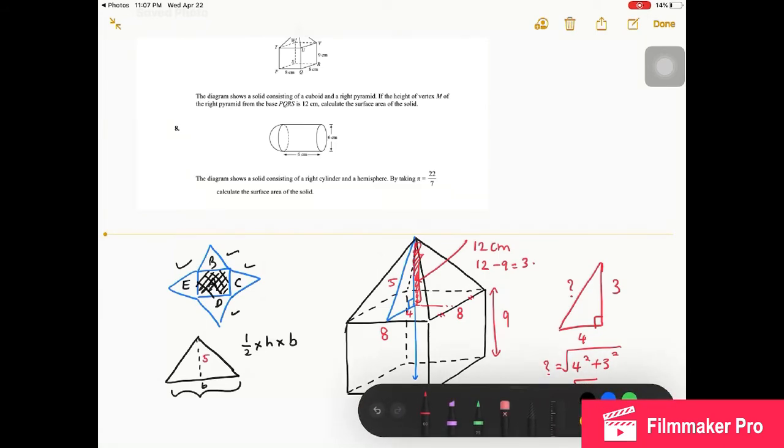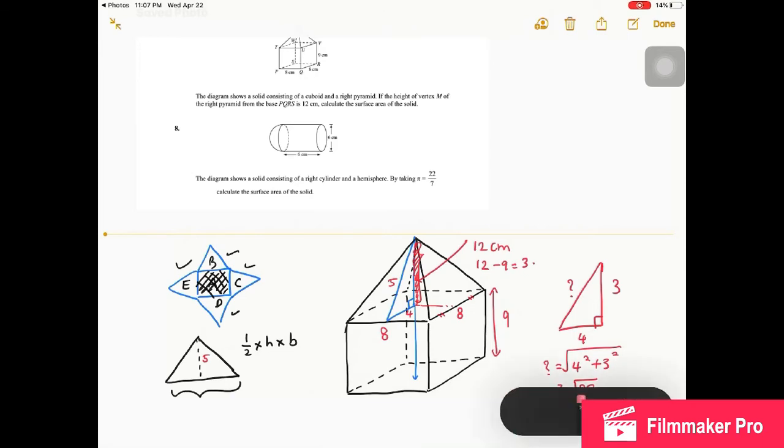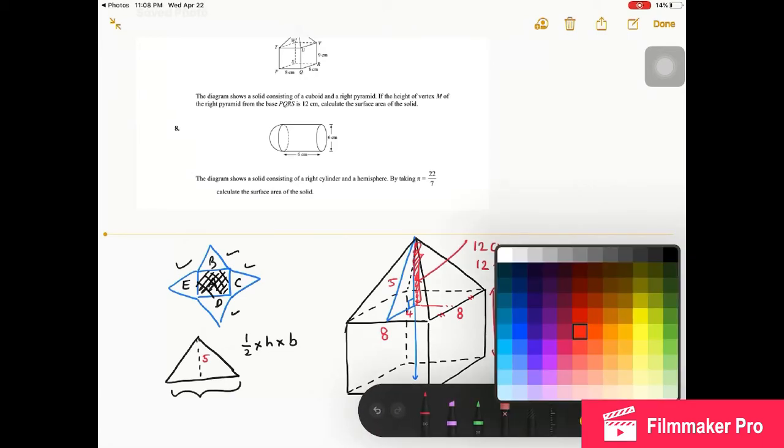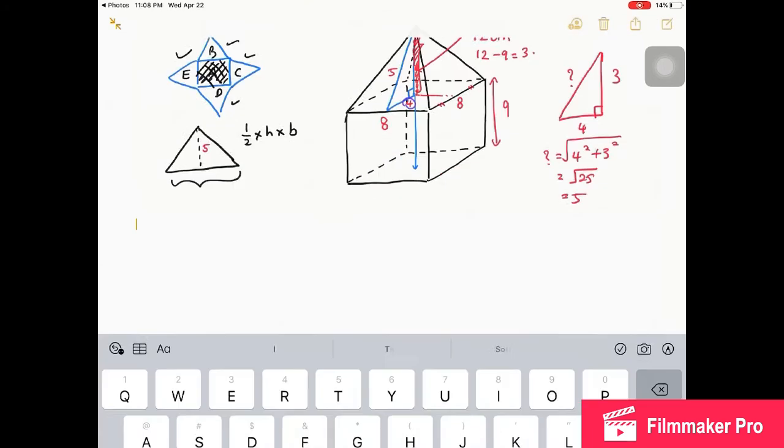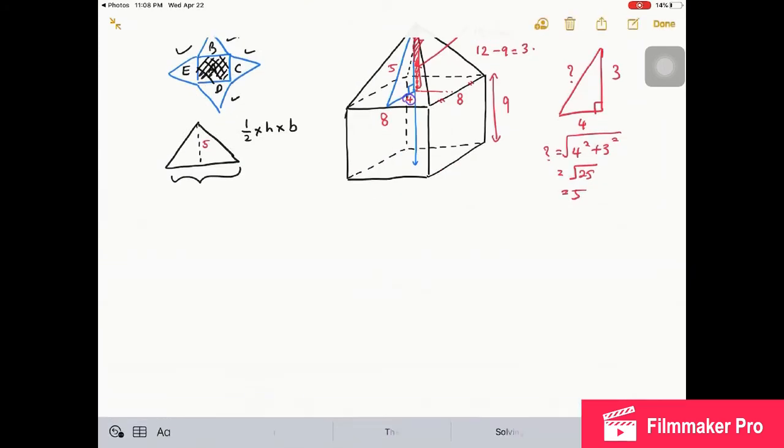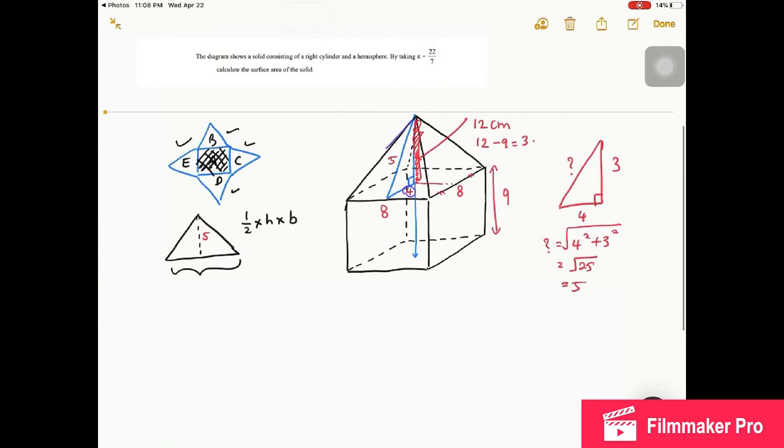And what about the base? Okay, so the base is actually equal to 4. Wait, yeah, it is equal to, oh no. So wait, if we take this pyramid, this triangle here, the height is equal to 5 and the length here is equal to 8.